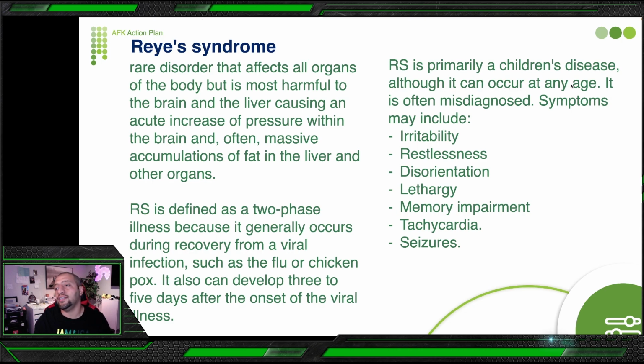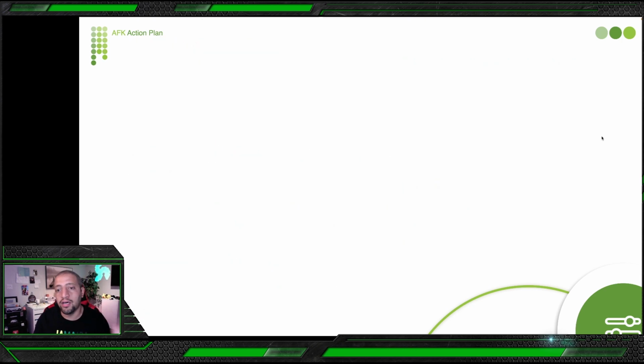Although it can occur at any age, it's often misdiagnosed. Why? Because the symptoms are very broad: irritability, restlessness, disorientation, lethargy, memory impairment, tachycardia, seizure. So when a kid comes to you with all this, you are super confused. That's why medical history is extremely important. So you ask the parents: did he have any flu attack recently? Did he have any viral infection recently? Did you give him aspirin for this? And voila, you catch it.